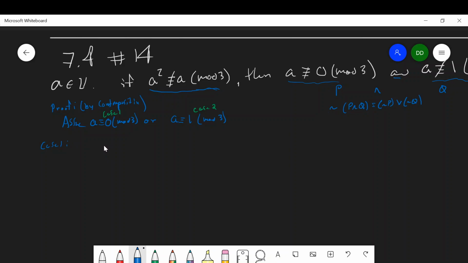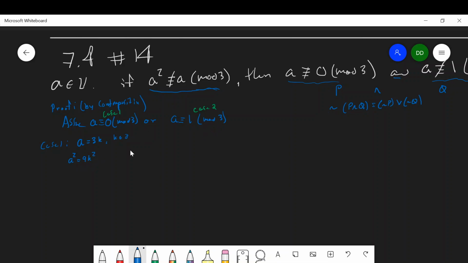So if A is equivalent to 0 mod 3, what does that mean? That means that I can write A equals 3k. Oops, my brain got ahead of my hand. A equals 3k for some k. Okay, and what do I want to conclude? I want to conclude that A squared is equivalent to A mod 3. Well, let's compute A squared. A squared would be 9k squared.